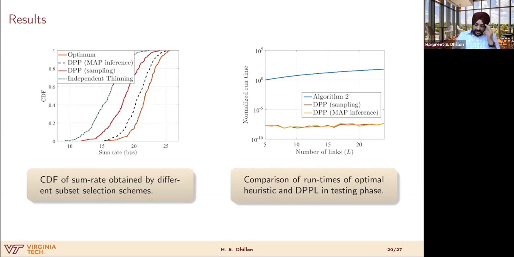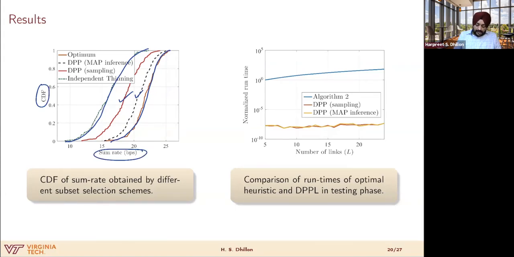Here we have the optimum plot, which is this orange plot here. Of course, whenever this is coming from a heuristic, I shouldn't say optimal. This is suboptimal, but it is a surrogate of optimal in this plot. And then we have two plots corresponding to DPP. The way we sample will dictate its performance. And then we have independent thinning. This is the CDF of the sum rate that we are getting.